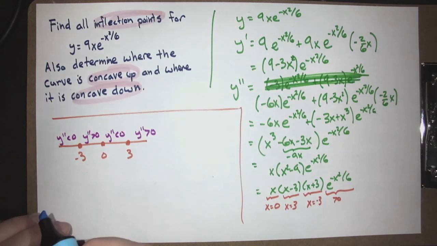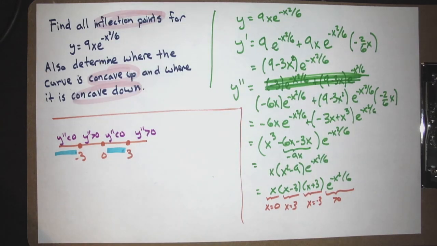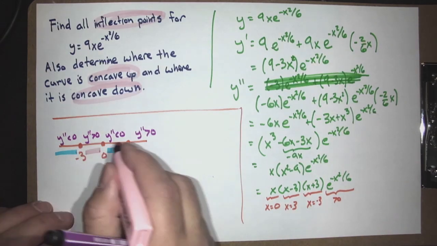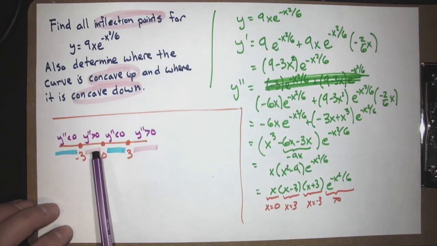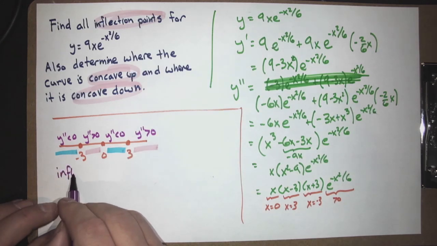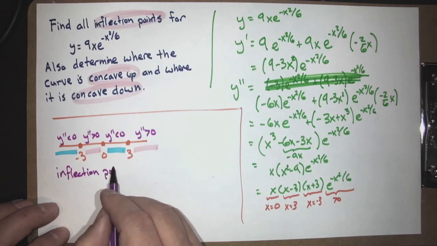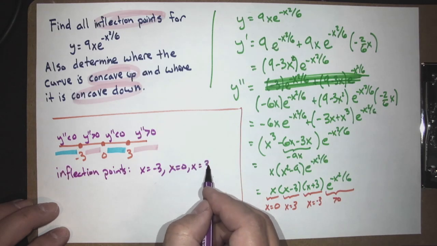So we say, aha. We see places where our second derivative is negative, and we see places where our second derivative is positive. Cool. So, the first question, inflection points. Do we have any inflection points? Yes. How many inflection points do we have? We have 3. They're all inflection points. They all correspond to places where concavity changes. So our inflection points are x equals negative 3, x equals 0, x equals positive 3.